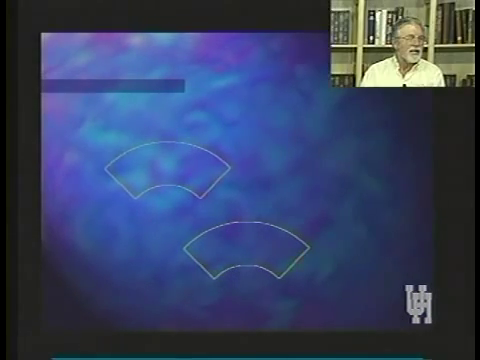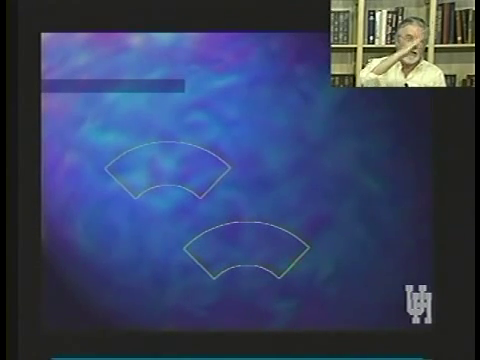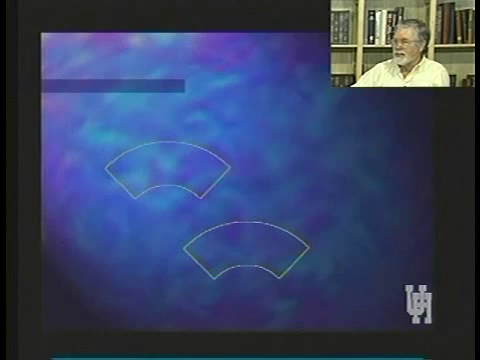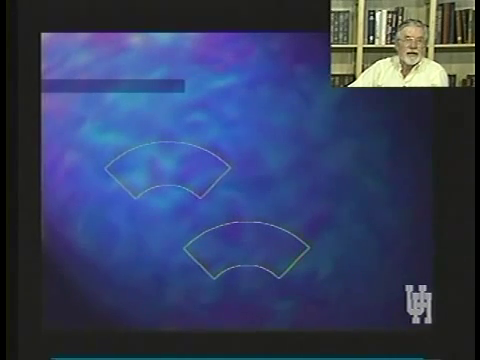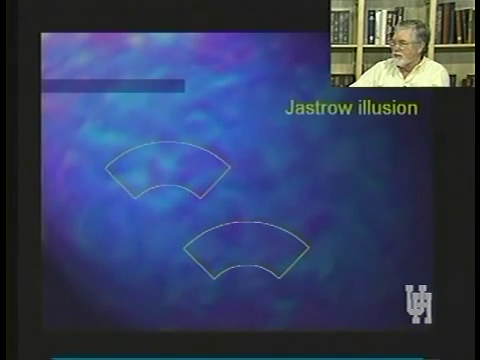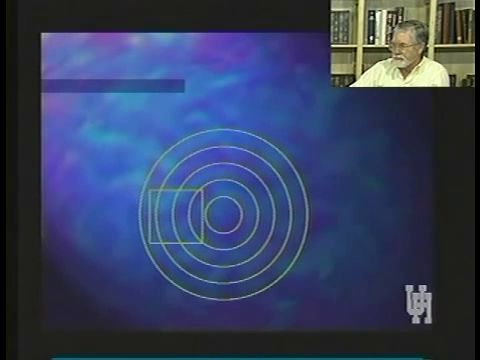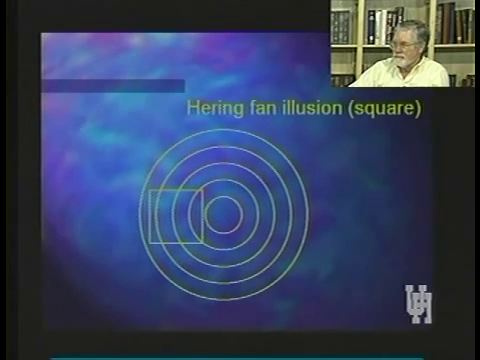And the reason is that normally when you and I judge same size, we line it up either on the vertical or on the horizontal. These are actually lined up on the diagonal. And the net result is then that we tend to misperceive that they are, in fact, exactly the same size. This is the Jastrow illusion. Is this a square? This is the Hering fan illusion using a square.